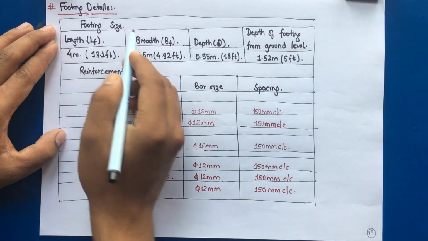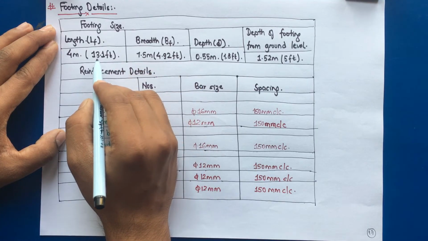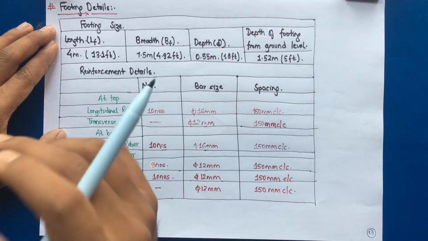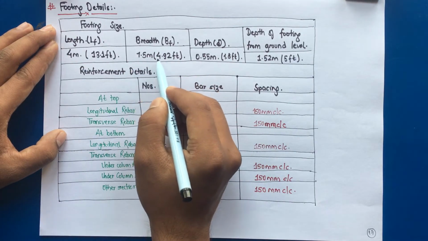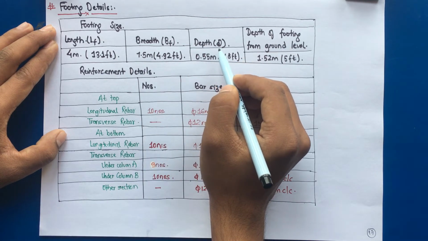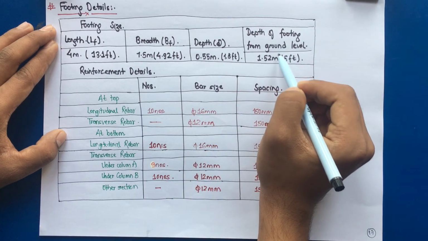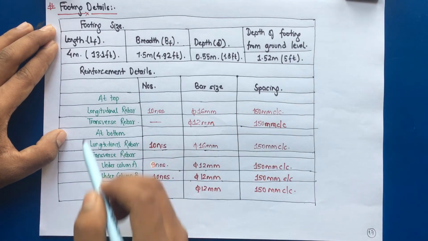So these are the footing details, that is, footing size is 4 meter length, and converting this into feet we get 13.1 feet. So I am just showing you how to represent it in the real field. And breadth is 1.5 meter, which comes as 4.92 feet. Similarly, depth D is 0.55 meter, 1.8 feet, and depth of footing from ground level, as we have assumed, is 1.52 meter, that is 5 feet.